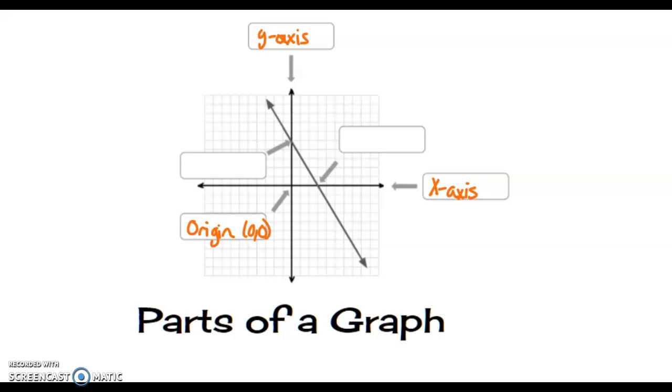Where the graph goes through the x-axis, that's called the x-intercept. And where the graph goes through the y-axis, that's called the y-intercept. And those are the main features of a graph.